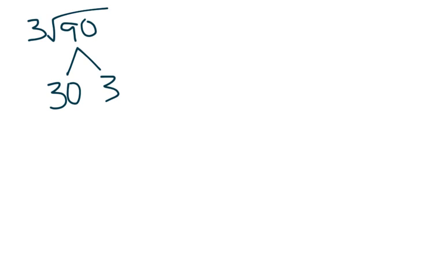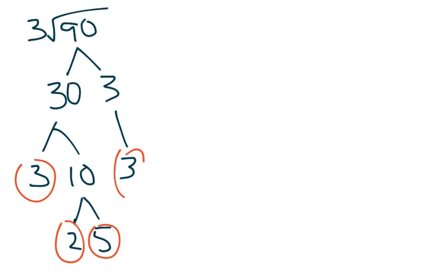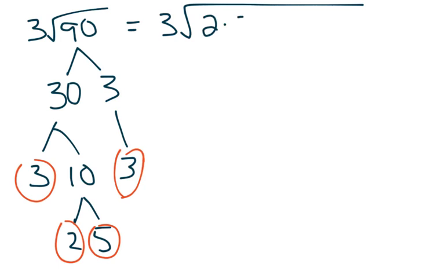So I'm just going to do 30 and 3. And then 10 and 3. And then 2 and 5. So I got a 3, a 2, a 5, and a 3. So 2 times 3 times 3 times 5. So hopefully you made it this far. And again, you didn't have to pick 3 and 30, but you should still get to the same 2 times 3 times 3 times 5.